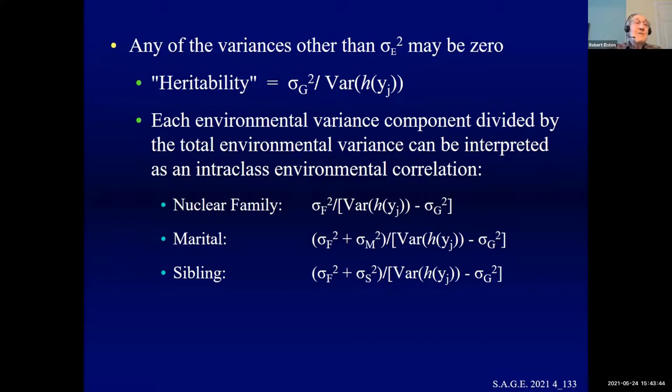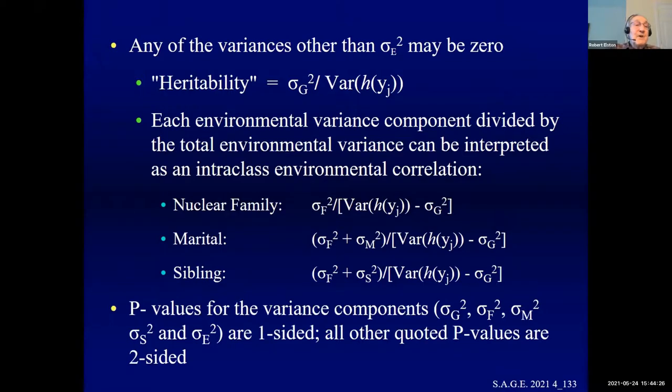So after transformation, each environmental variance component divided by the total environment variance can be interpreted as an intra-class environmental correlation. So for nuclear families, you can say this is the intra-class correlation for the family effect. This is the one for the marital. They have these two components, and siblings have these. There are lots of assumptions behind this, but there are fewer assumptions than those that most people make. P-values for the variance components are one-sided, all the others are two-sided.